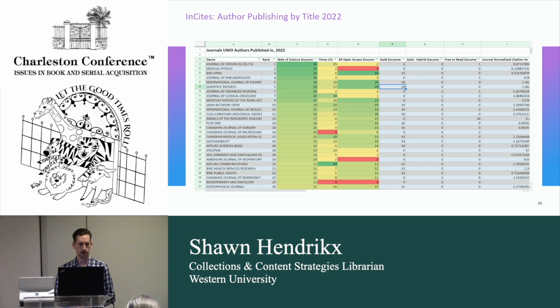This next slide here, we're looking at where Western authors are publishing by title. So it's reflective of the sizes of our different faculties and departments, but also gives you an indication of which journal this is, or which publisher this journal is associated with. Do we have an OA agreement with them? Is there a possibility that we could do something with them in the future in order to have a greater impact on OA output at our institution?